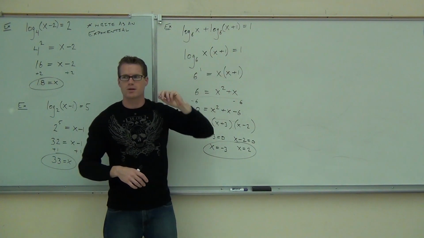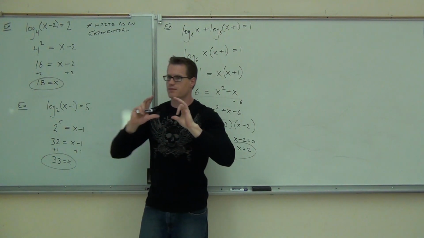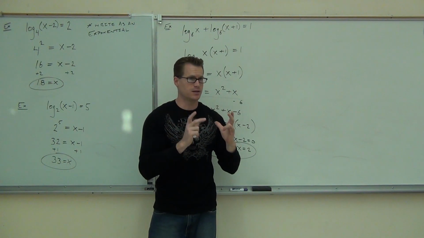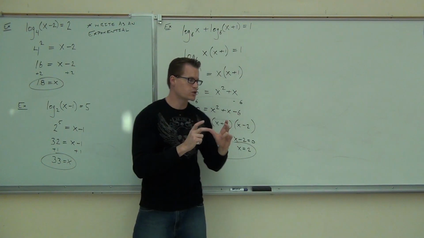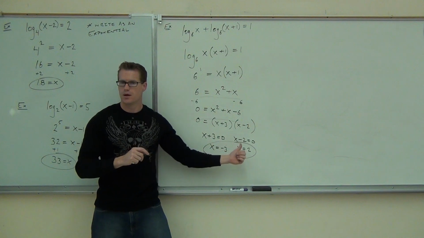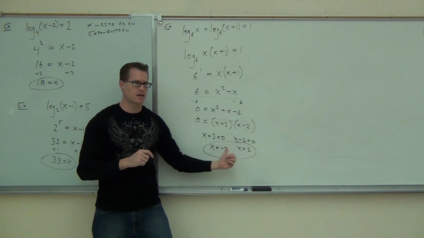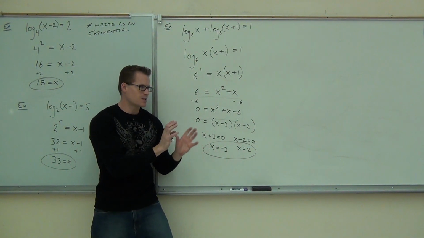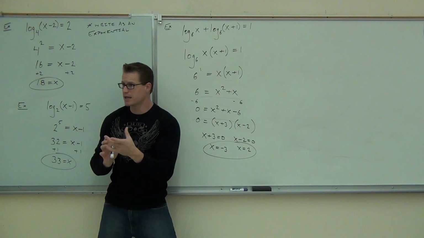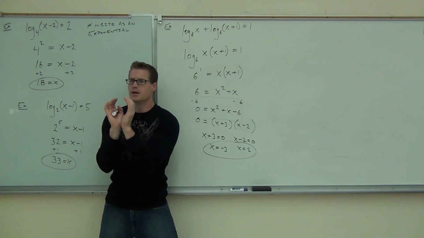There's one thing about logarithms that you need to know: the inside of a logarithm can never be negative. The inside of a logarithm. So which one of these things does not work? Negative 3 does not work. Okay, 2 is okay, negative 3 does not work. Not simply because it's a negative, but after I plug it in, the inside of my logarithm is still negative.